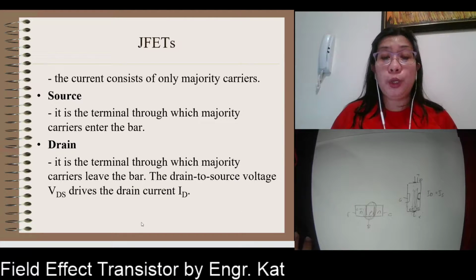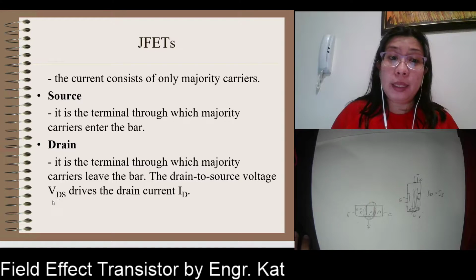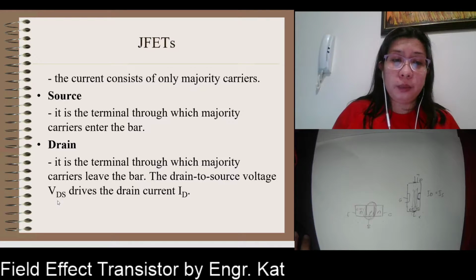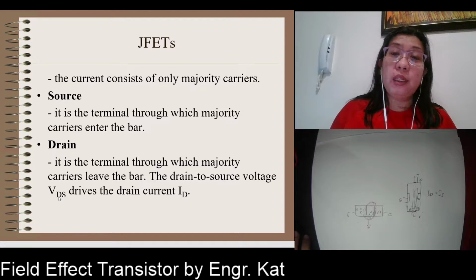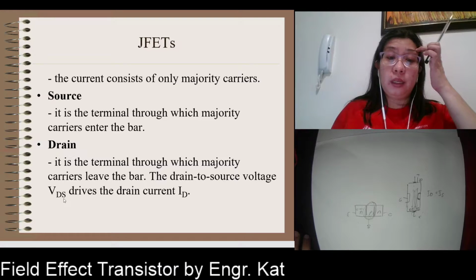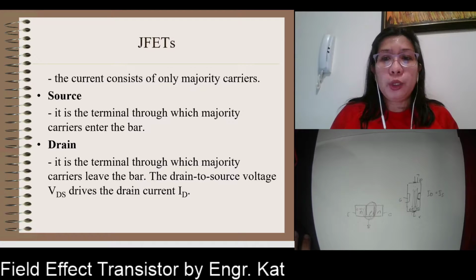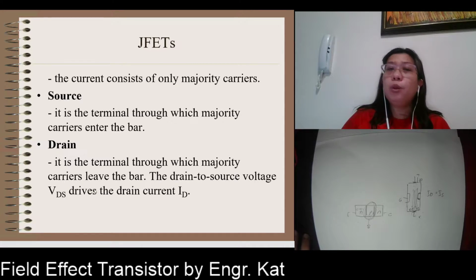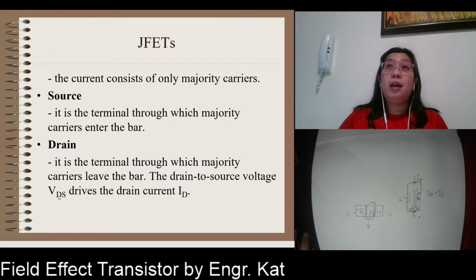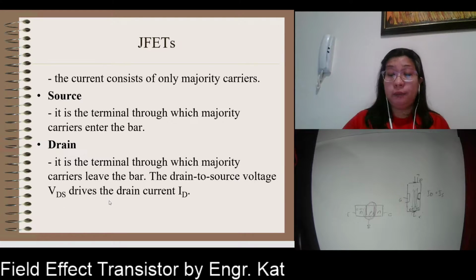So the drain to source voltage, or the VDS. It applies when we have a capital letter for DS. This means that the positive terminal is connected at the drain and the negative terminal is connected at the source. Or the drain is positive with respect to the source. So your voltage VDS is the counterpart for the VCE in the BJT. The VDS drives the drain current ID.